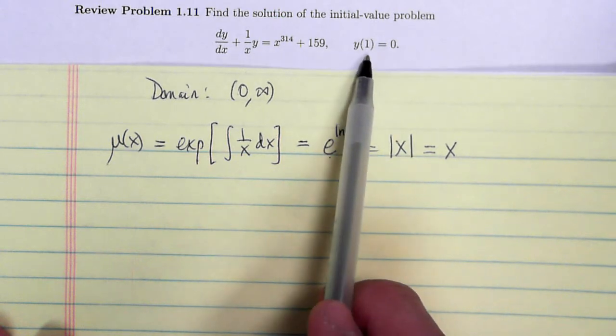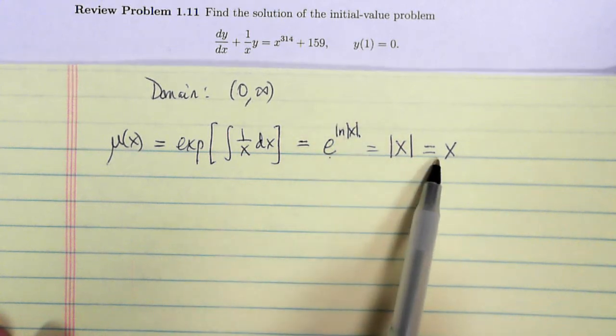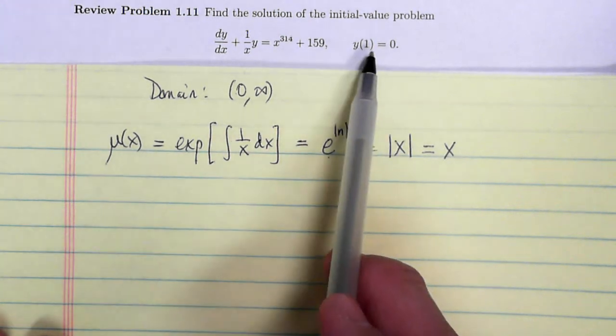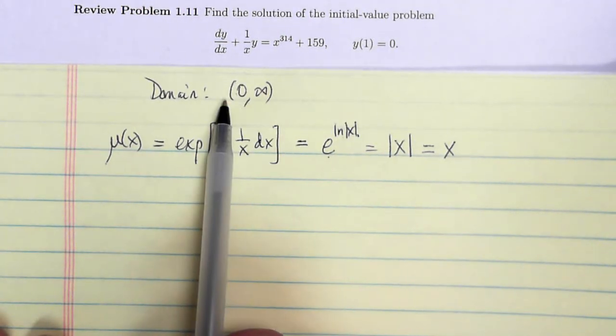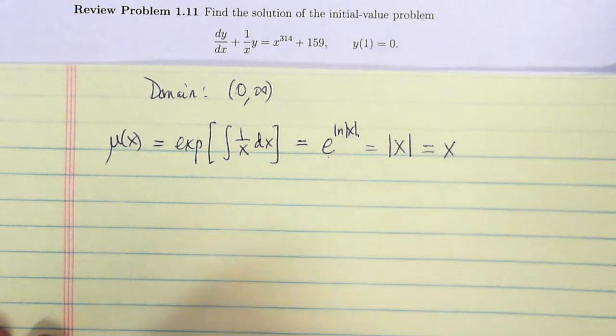Because x has to be positive, I can safely remove the absolute values and get x. Now, this was important because I had an initial value. The initial condition was given at y of 1. If it was y of negative 1, then I would actually have a negative x here because x would have to be negative. However, 1 is positive. The domain of the solution is 0 to infinity, and so these absolute values can be safely removed.